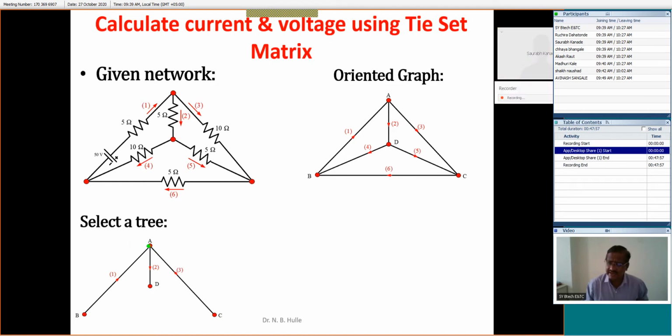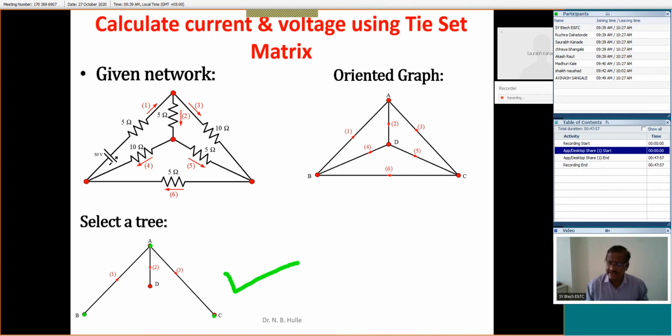So here in this case, I have selected this as a tree. This is the node A, this is the node B and this is the node C. Now here, I have taken this branch 1, branch 2 and branch 3, and this is my tree. What is a tree? It is a set of the branches which connects all the nodes to each other without forming a loop. There is no formation of the loop.